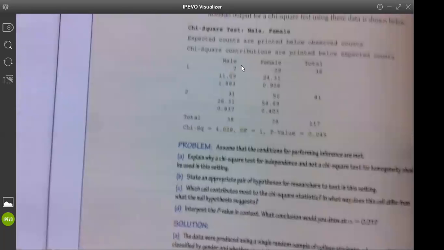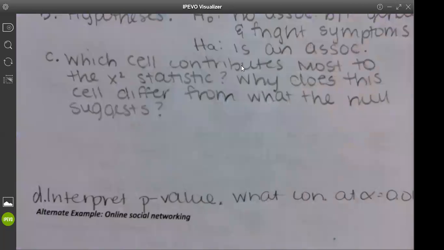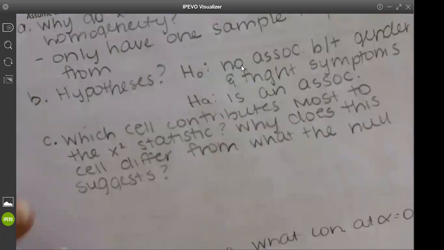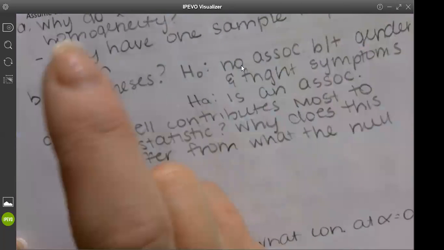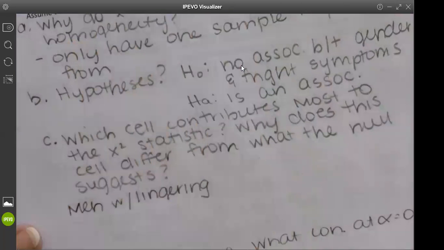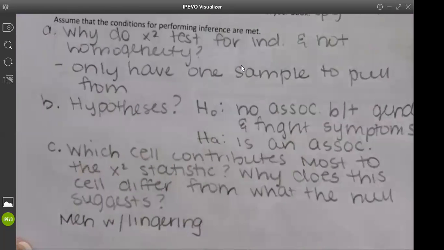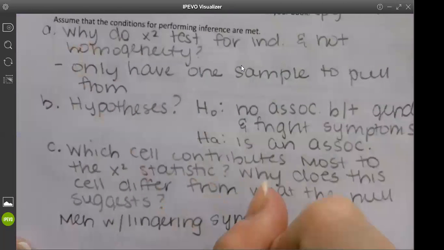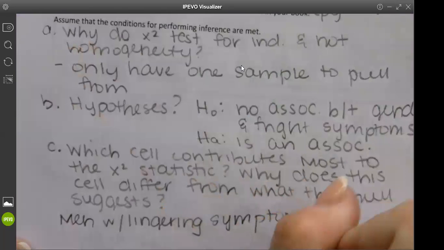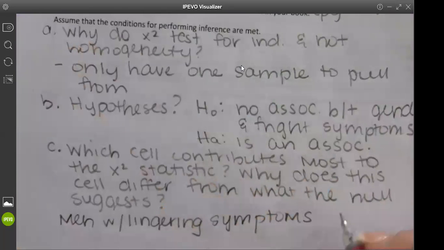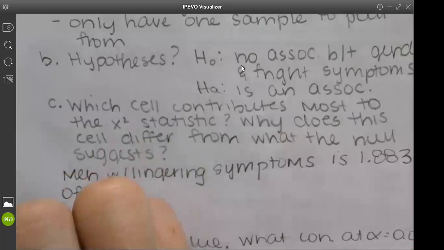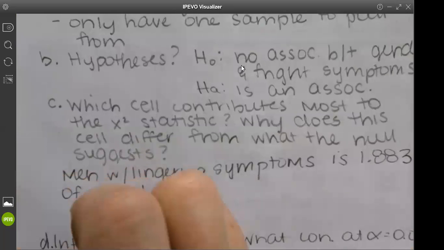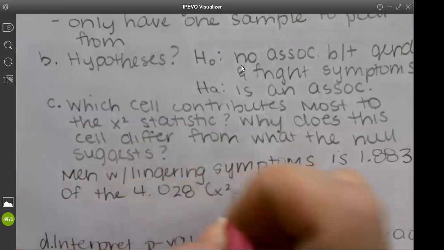All right. So we know that men with lingering symptoms contribute 1.883 of the 4.028. And that is your chi-square statistic.